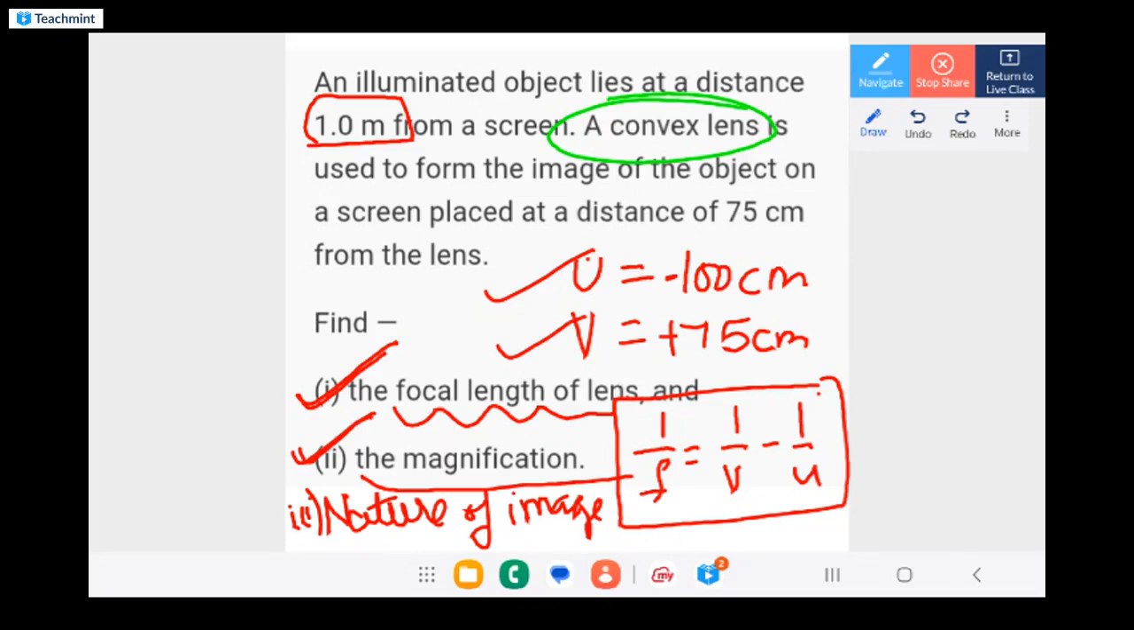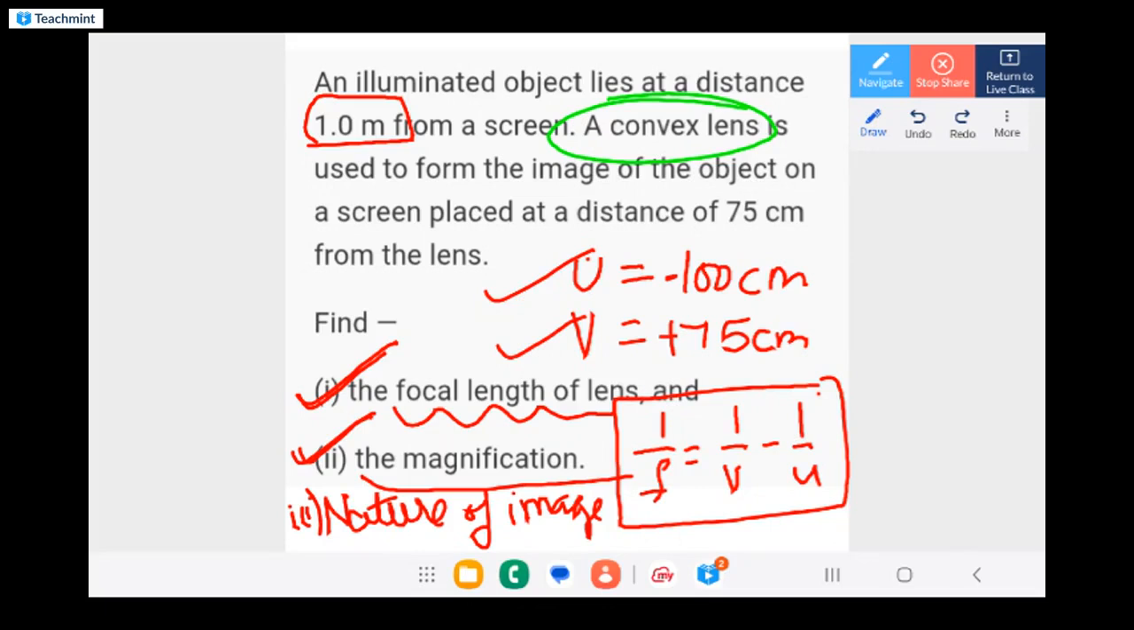Ma'am, for the first one, F is equal to 18.75. Okay. Positive or negative? Positive. Yes, it will be positive. Ma'am, is the magnification minus 0.75? Yes, that is right. All right. So what will be the nature if it is negative? Real and inverted. Negative means inverted, correct. It will be real and inverted.